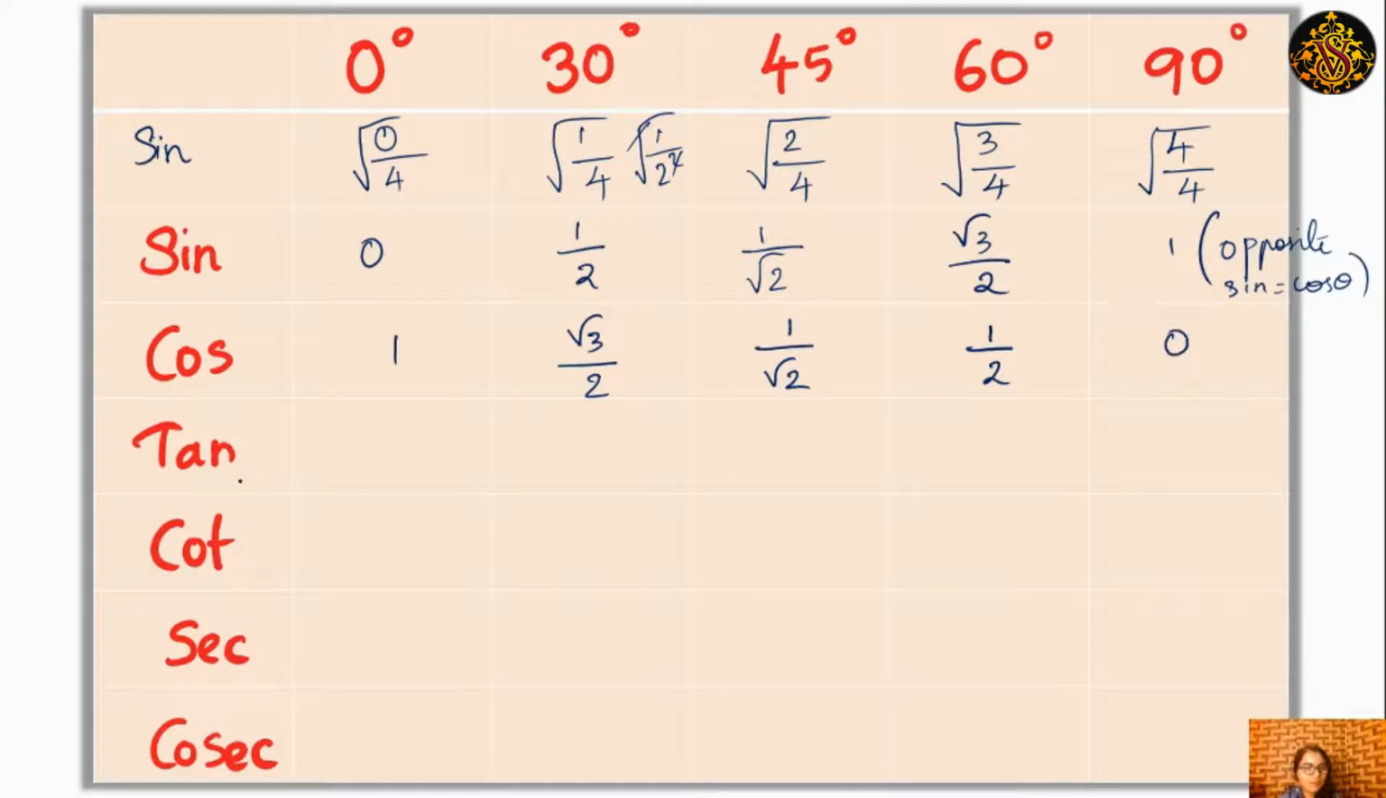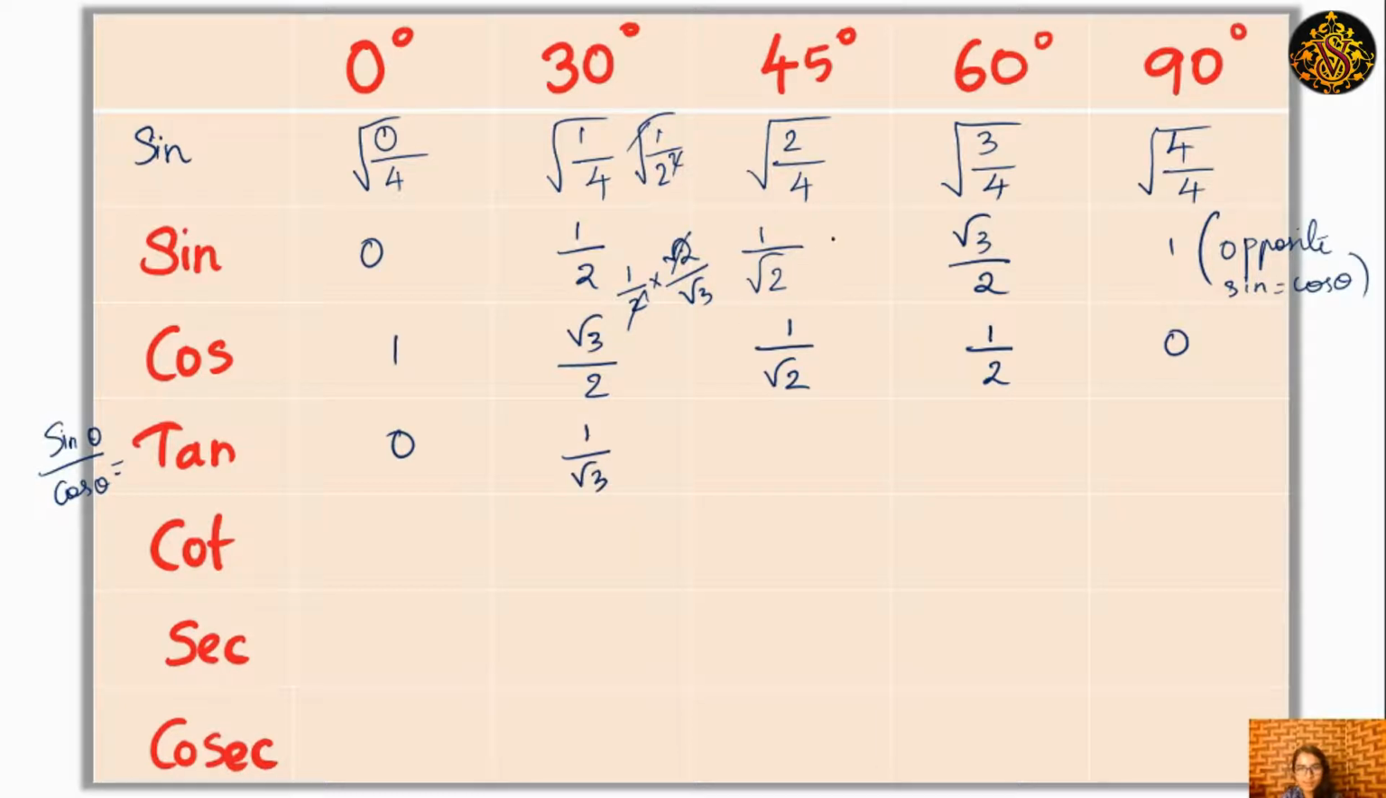Clear? Now coming to tan theta. What is tan theta first of all? Sin theta divided by cos theta equals tan theta. So this value divided by this. Clear? So 0 divided by 1 is 0. Then 1 by 2 divided by root 3 by 2: it is 1 by 2 into its reciprocal, 2 by root 3. So 2 and 2 get cancelled, and 1 by root 3 is the value. Is it clear?